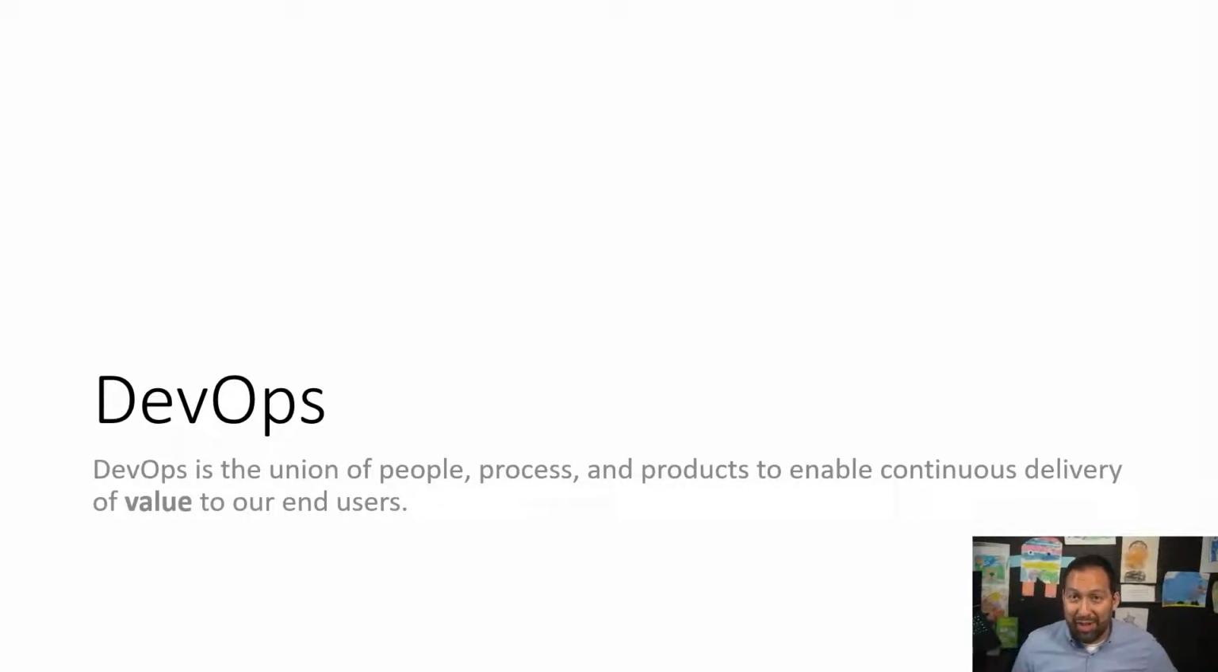DevOps is the union of people, process, and products to enable the continuous delivery of value to our end users. Now, this is the important bit, and this is super important. Value to our end user. It doesn't say the continuous delivery of our software or the continuous delivery of our flyers or anything like that. It's value. The important thing is, how are we delivering value to our customers?